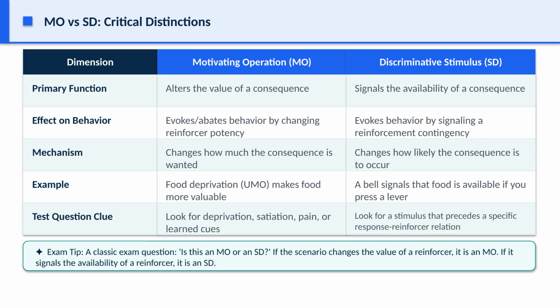The MO changes how much the consequence is wanted. The SD changes how likely the consequence is to occur. On the exam, when you see a question involving deprivation, satiation, pain, or learned cues like warnings, think MO. If the stimulus precedes a specific response reinforcer relation, like a tone before a lever press that delivers food, it's an SD. Mastering this distinction is essential for correctly identifying behavioral functions in test scenarios.